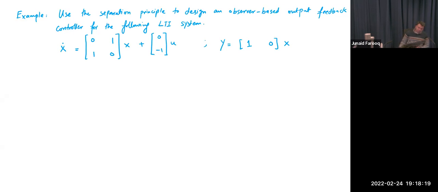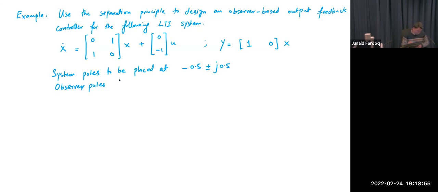Then the question is, you want to do an observer-based output feedback controller, and you were given that system poles to be placed at minus 0.5 plus minus j 0.5, and observer poles to be placed at minus 1 plus minus j. Right, so let's say we are asked to place the observer poles at least twice the controller poles, or let's say the system poles.